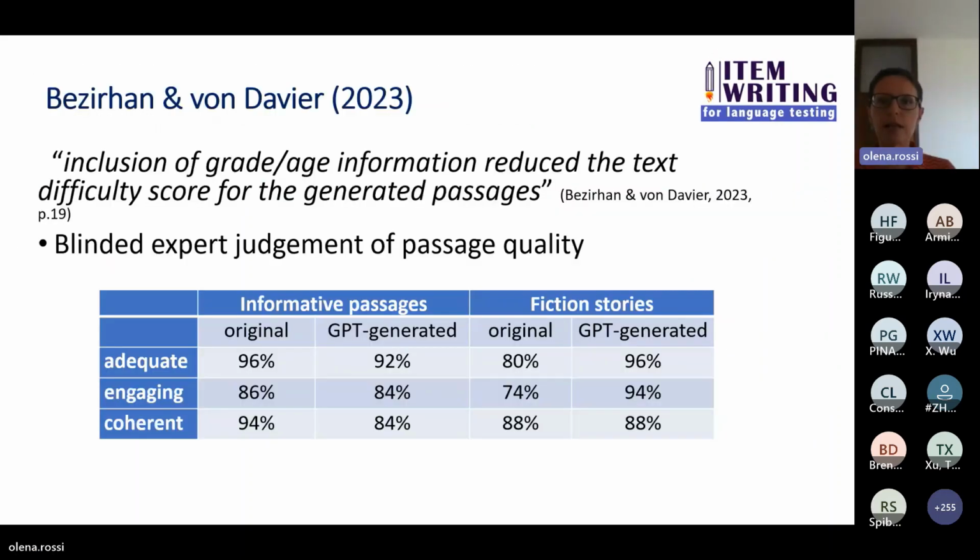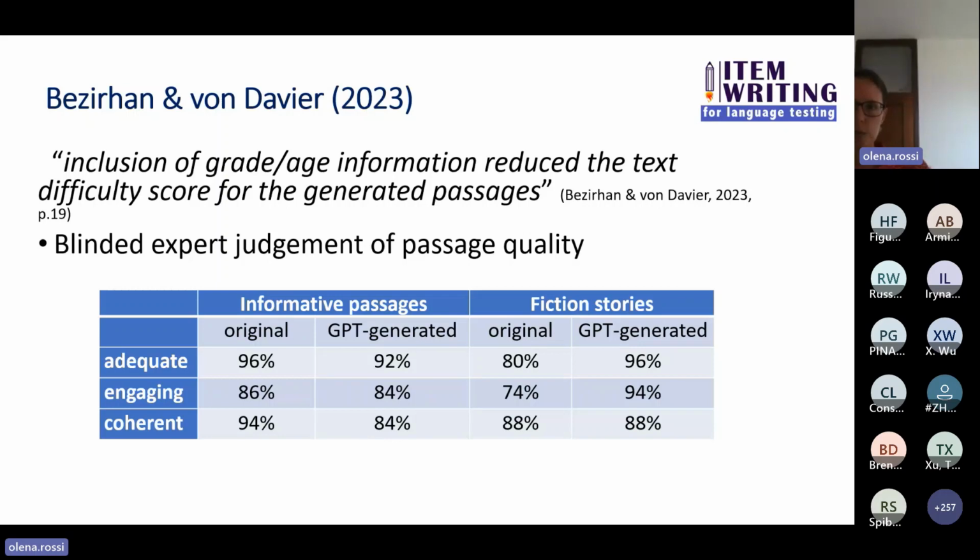Coming back to Bezirhan and von Davier's study. They investigated the resultant text difficulty, and they found that the inclusion of grade and age information into the prompt reduced the text difficulty score. So it seems that the age and grade are the parameters that GPT can understand. Bezirhan and von Davier then gathered responses from 50 expert judges per passage to capture attitudes towards the passages. The judges did not know which texts were GPT generated. And the resultant statistics are very interesting.